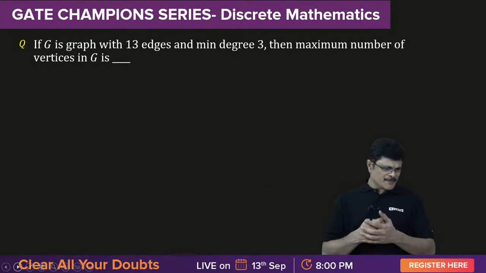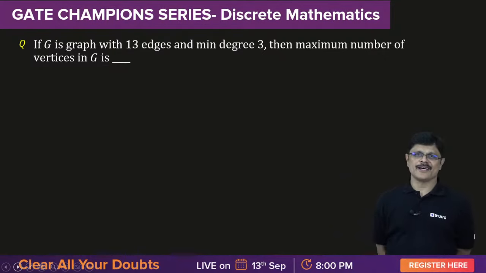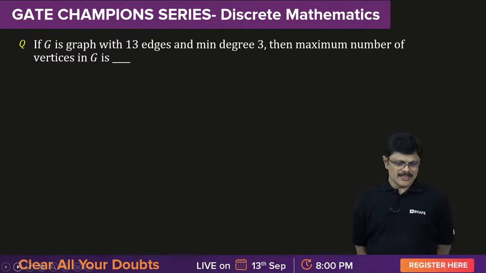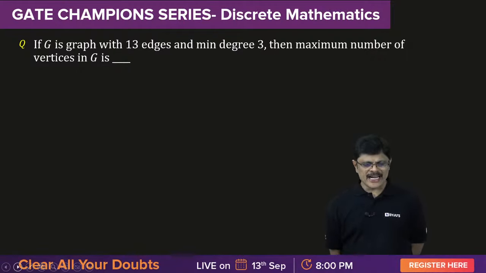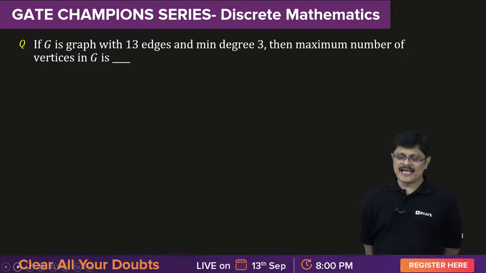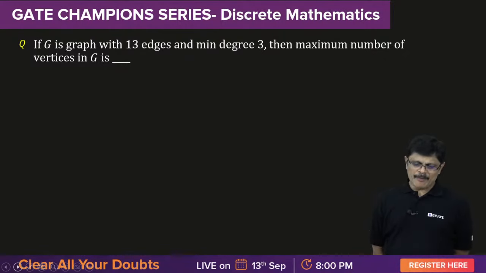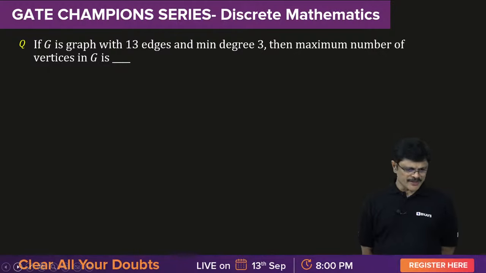sir. Next problem. Agla samasya. If G is a graph with 13 edges and minimum degree 3, then the maximum number of vertices in G will be what? If G is a graph with 13 edges and minimum degree 3, the maximum number of vertices in G is what?